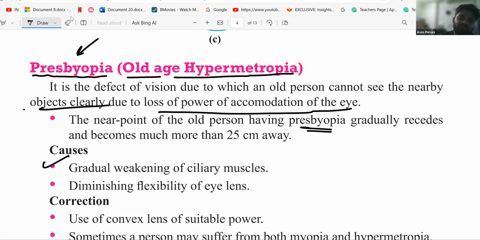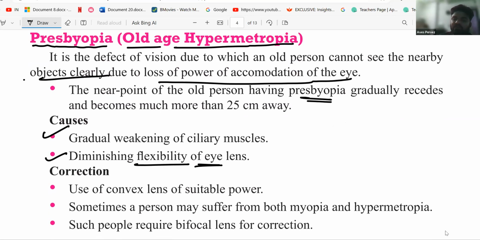This is due to diminishing flexibility of the eye lens. If the lens is not flexible, then with time the ciliary muscles become weaker and are not able to change the focal length of the lens, and due to that it happens. It can be corrected by using cylindrical or bifocal lenses.